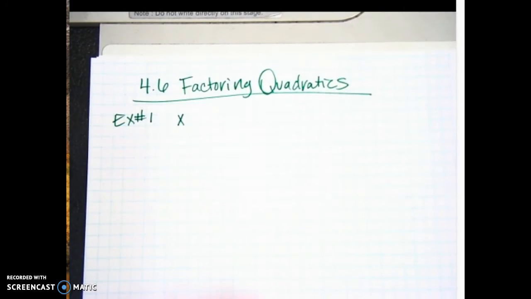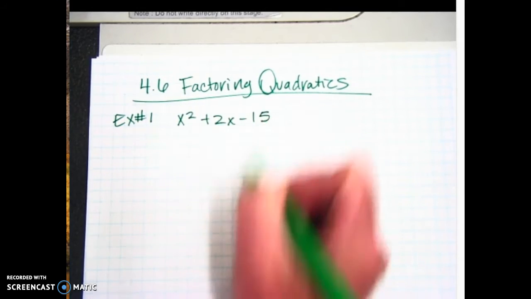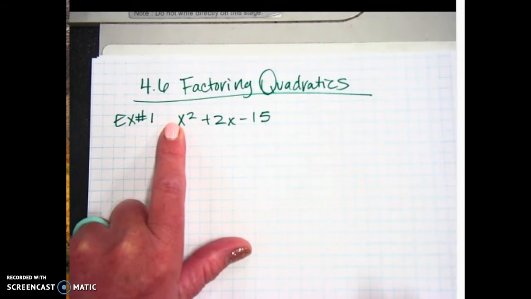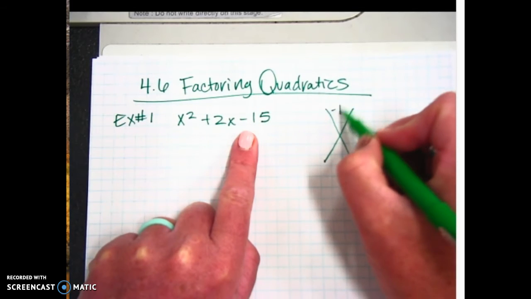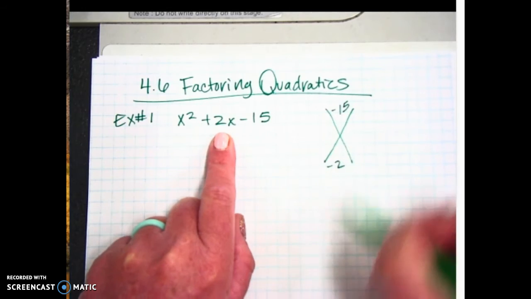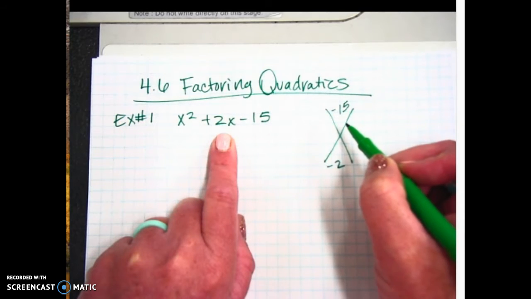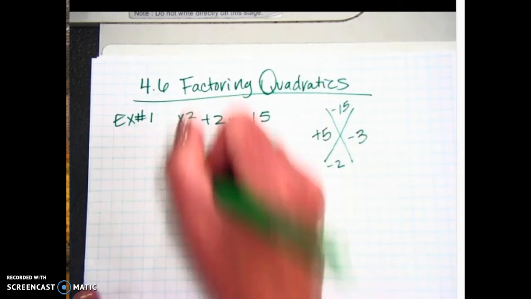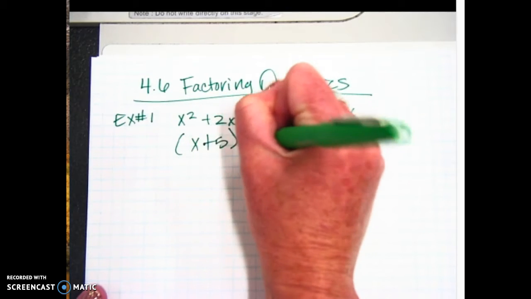So example number 1, we've got x squared plus 2x minus 15. Look for a GCF. There isn't one. See if it's easily factorable because it has a leading coefficient of 1. So what 2 numbers will multiply to get negative 15, but add or subtract to get positive 2? I've got positive 5 and negative 3. So this factors to x plus 5, x minus 3.